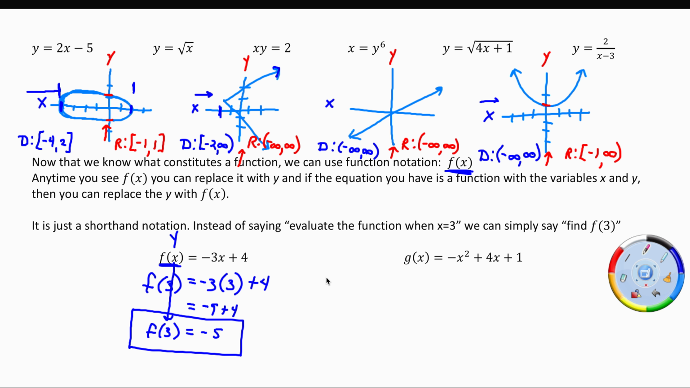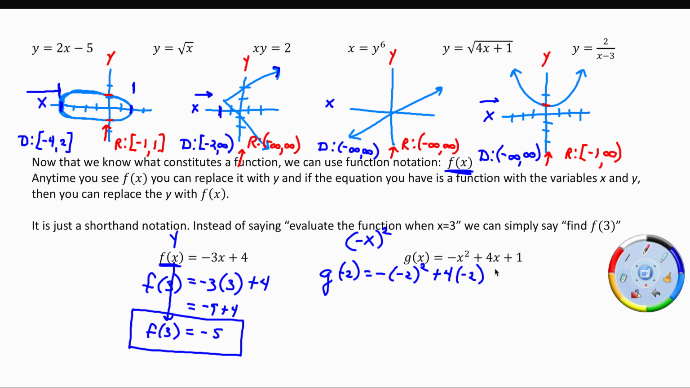So I could say find g of 2. Let's find g of negative 2, just so that we have this conversation again about negatives. That means I'm going to take the function g, and everywhere there's an x, I'm going to replace it with negative 2. Now be careful, this negative has nothing to do with this exponent. If it did, it would be inside parentheses like this. So that's negative 2 all squared, plus 4 times negative 2.